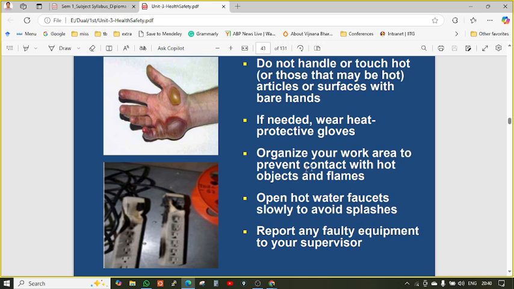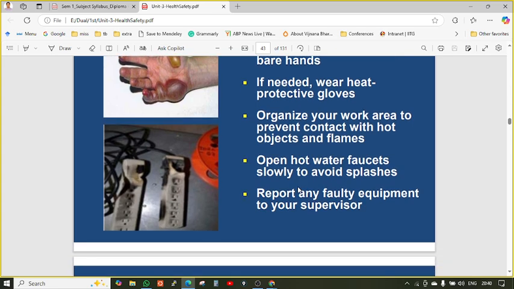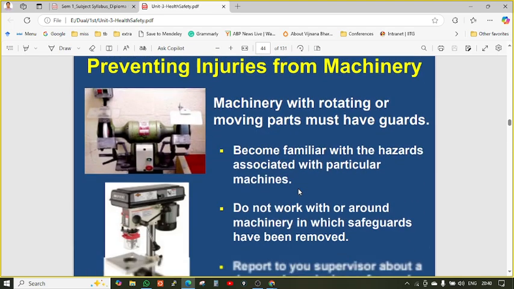Organize your work area to prevent contact with hot objects and flames. You should stay away from these hot things. When pouring hot water, pour slowly and sideways so that splashes do not come. Report any faulty equipment to supervisors. If you know somewhere faulty equipment is being used, report it to a supervisor or some other faculty or your seniors, in order to avoid any injury to others.